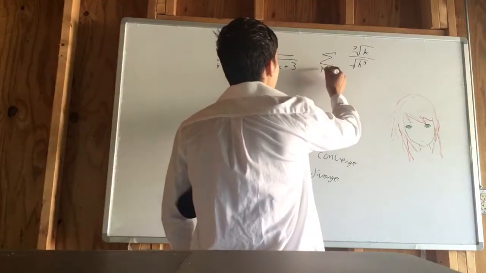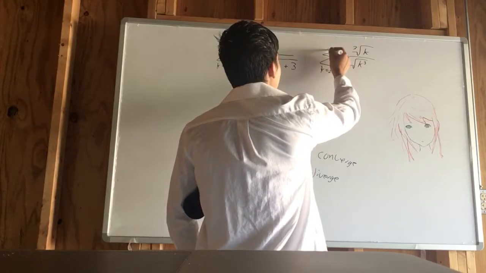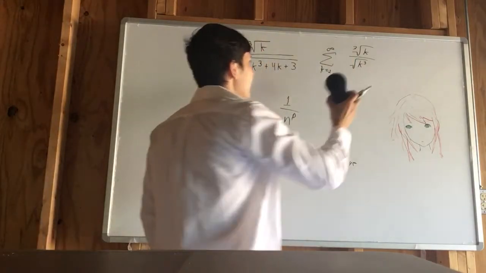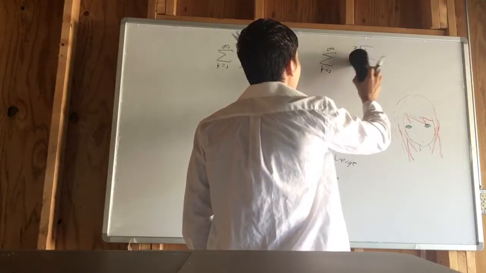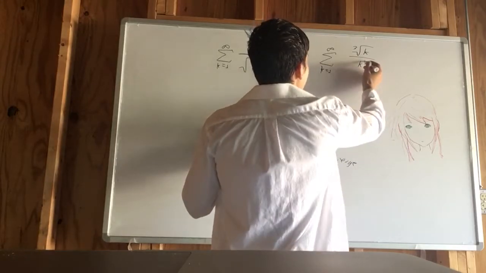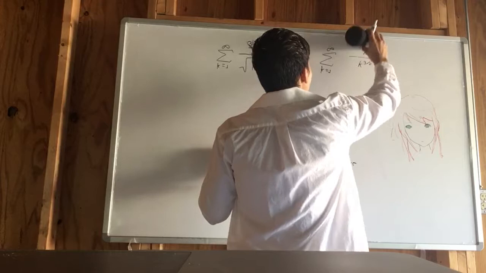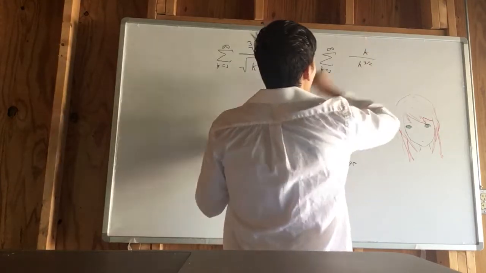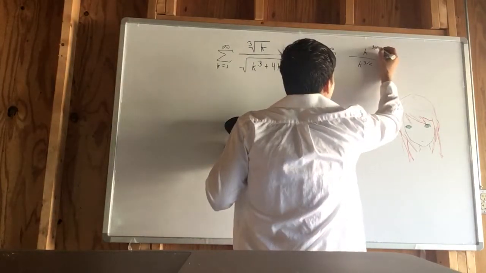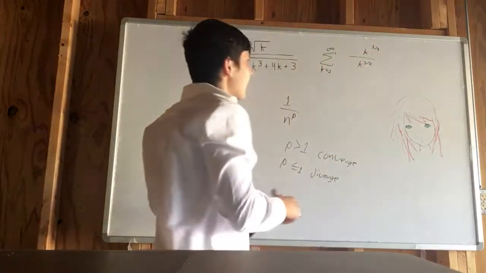So how do we do that? First of all, this is the same here. How do we do that? Well, this is 3 halves, right? This is an exponent of 3 halves in the denominator. That's an exponent of 1/3. So we have different exponents, but the same variable.